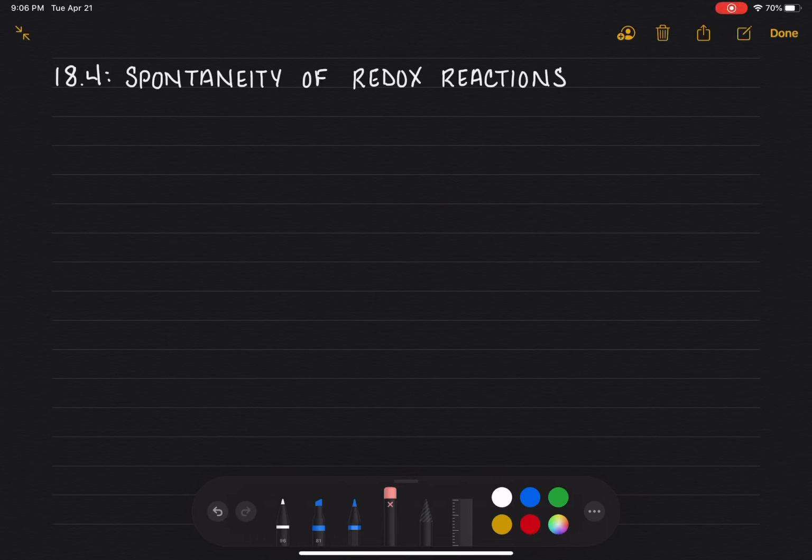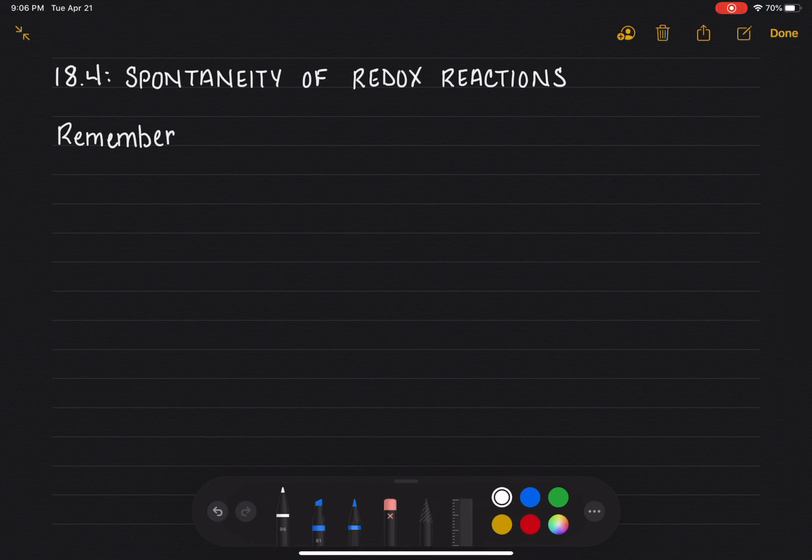In this section, 18.4, we're going to be learning about how to calculate the spontaneity of redox reactions. How spontaneous are these reactions? And the word spontaneity probably, hopefully, makes you remember or think about Chem 162 when you first were introduced to the concept of spontaneous and non-spontaneous reactions. So this is going to use some of the stuff that we learned in that chapter, Gibbs free energy.